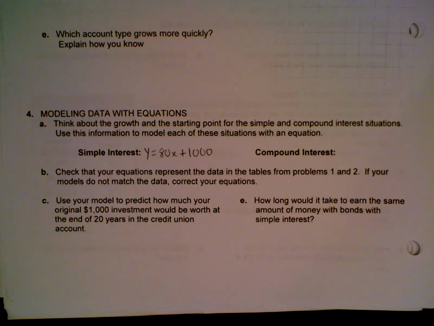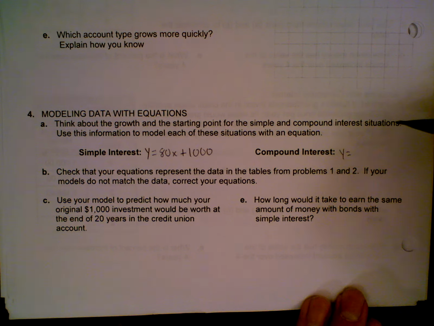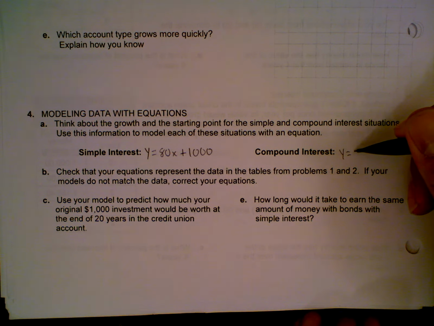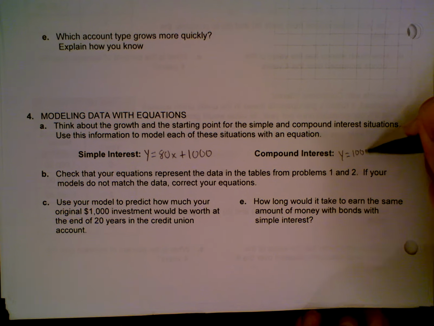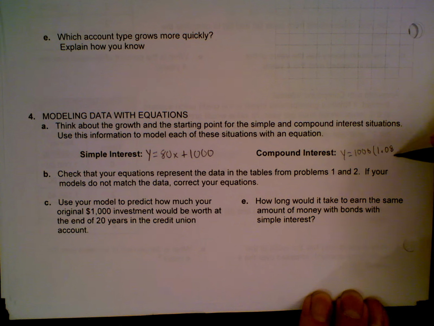My compound interest equation is going to be y equals my initial amount that was put into the account, $1,000, times my growth ratio, which each year it was growing by 1.08. That'll always be to the x power.